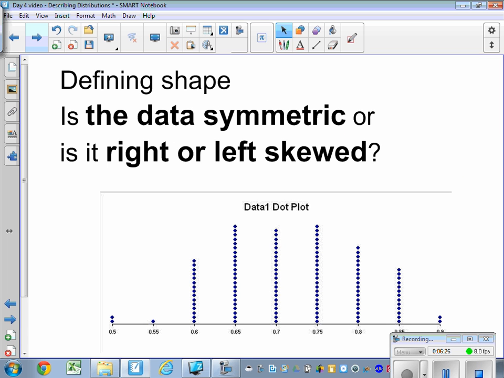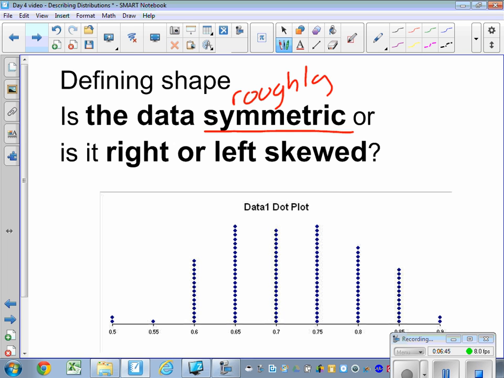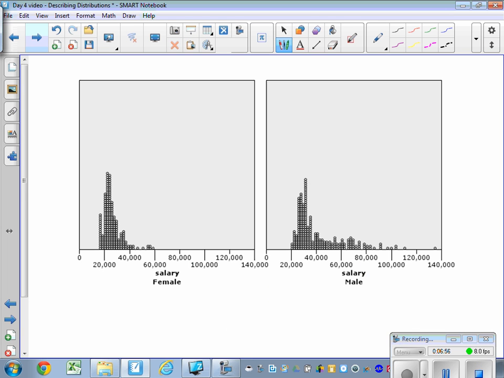So, is this data symmetric? Is it right or left skewed? Well, no. Data is never going to be perfect. If data is perfect, then it's probably been faked. So we would say this is roughly symmetric. It's kind of the same on the left and on the right, balanced on that center. We draw it, and it looks pretty symmetric. It's not perfect, but it's pretty close.